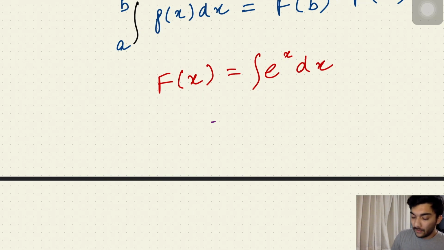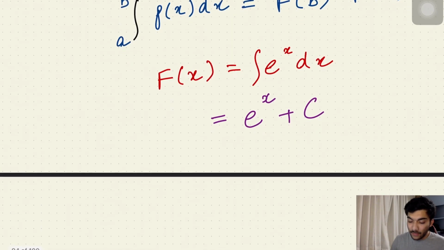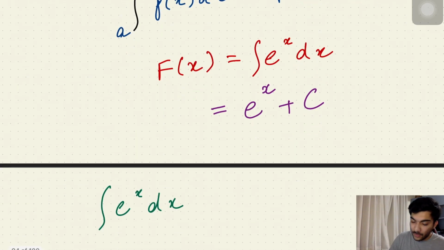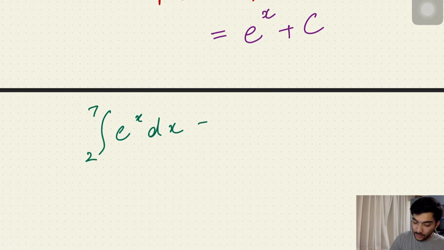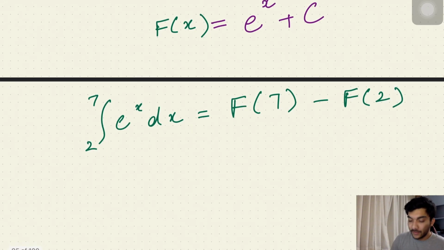So let's solve that. And we know based on the chart that we have, the integral of this expression is e to the power x plus constant of integration. And now, since we have to calculate, in this case, the integral of e to the power x dx from 2 to 7, right, that would be equal to F of 7 minus F of 2, where our F of x is this in this case, right? So let's calculate F of 7 first.